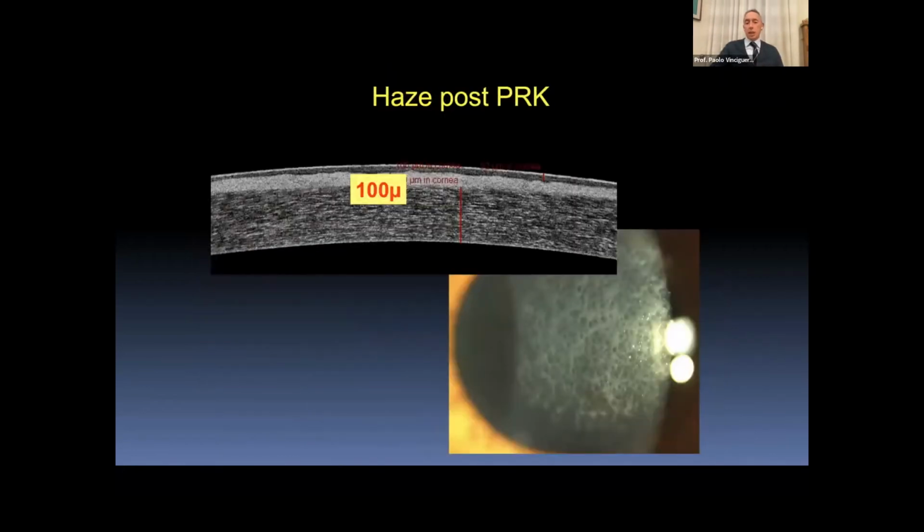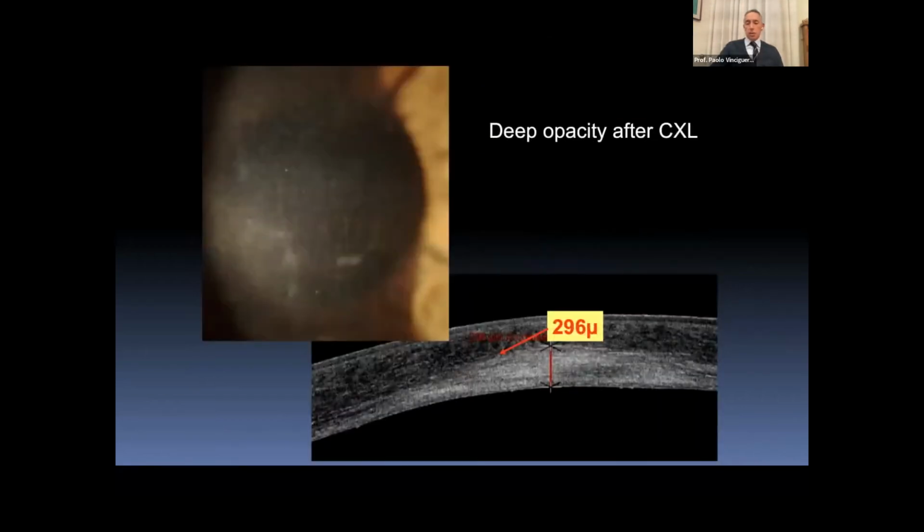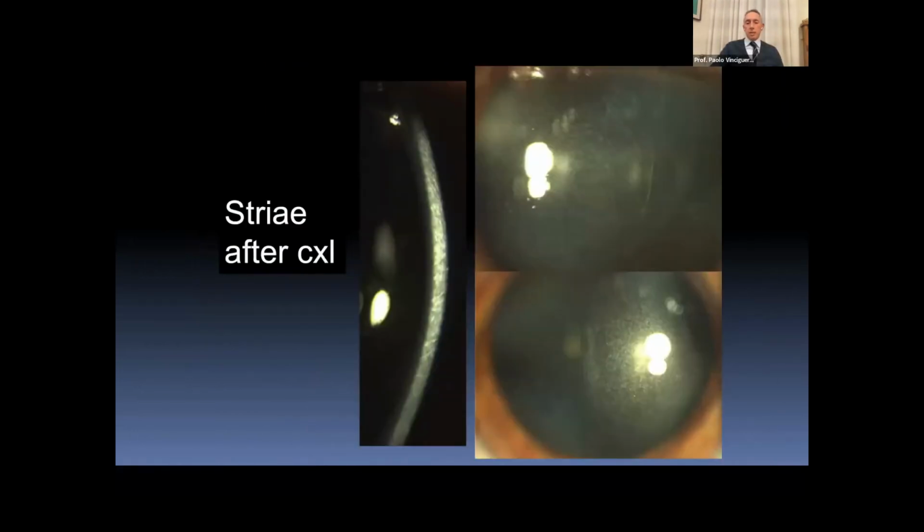Remember that in PRK it is a completely different haze. It's superficial, so very easy to ablate and fix. In cross-linking, you cannot ablate. And this deep opacity stays over time. If you have these striae immediately after, let's say 1 week or 10 days after, you should expect a larger flattening over time. These are corneas that get flatter over time.